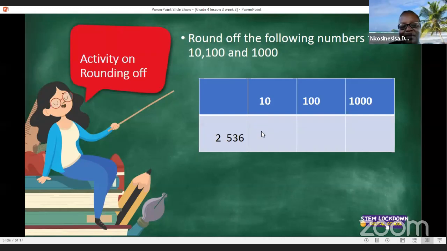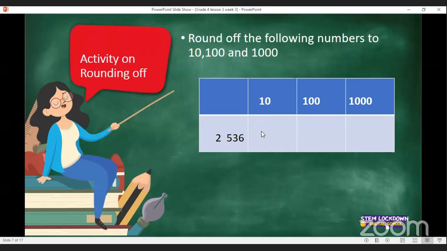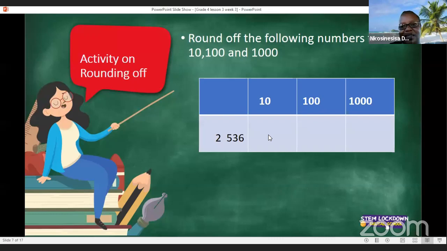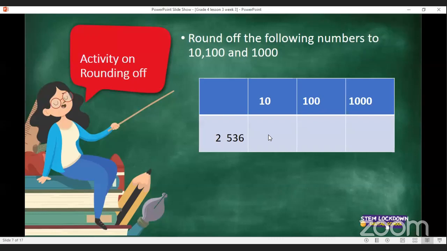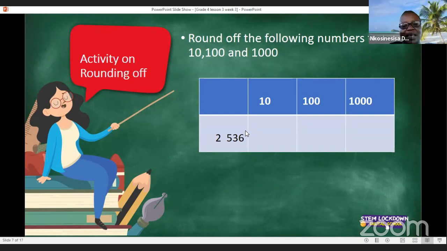Zoe, you are live? Yes, so we are rounding off this number to the nearest 10. The answer is 2,530. Okay, the answer is not right. What I want you to do, Zoe, is to go through the steps. What is the first step?